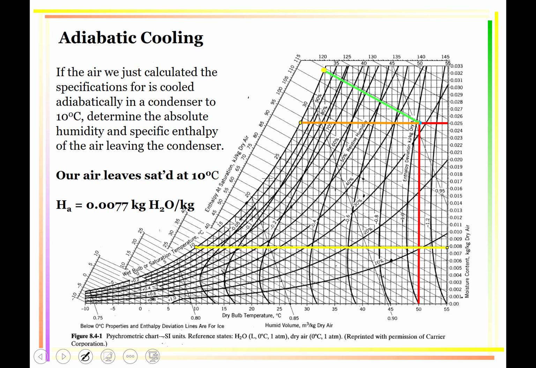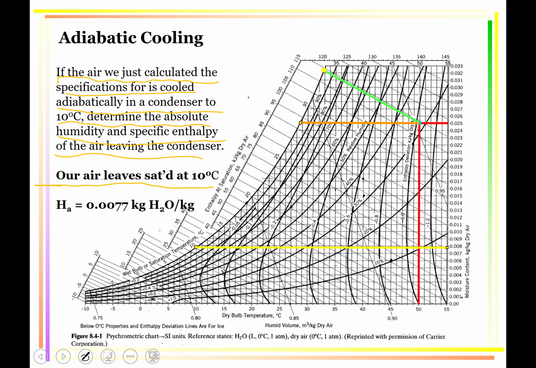All right, so now let's talk about the next step, adiabatic cooling. If the air we just calculated the specifications for is cooled adiabatically in a condenser to 10 degrees, determine the absolute humidity and specific enthalpy of the air leaving the condenser. Our air leaves saturated at 10 degrees C.